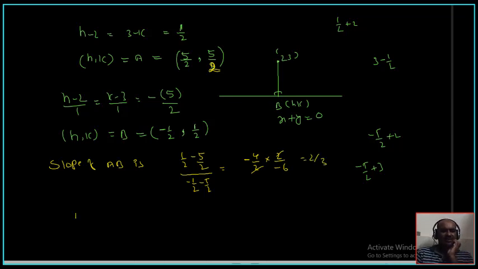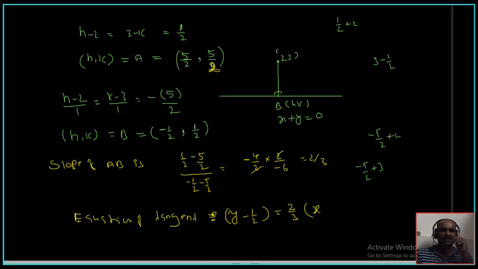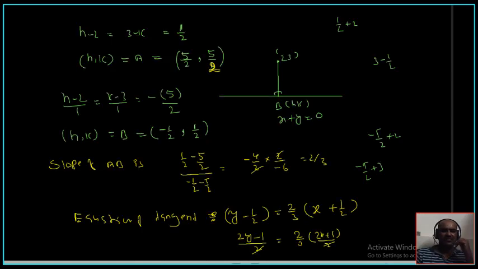Now I want to find the equation of tangent. Tangent: y minus 1 by 2 equal to 2 by 3 into x plus 1 by 2. Okay. 2y minus 1 by 2 equal to 2 by 3 times of 2x plus 1 by 2. This two get cancelled. Yeah. 6y minus 3 equal to 6y minus 3 equal to 4x plus 2. 4x plus 2.